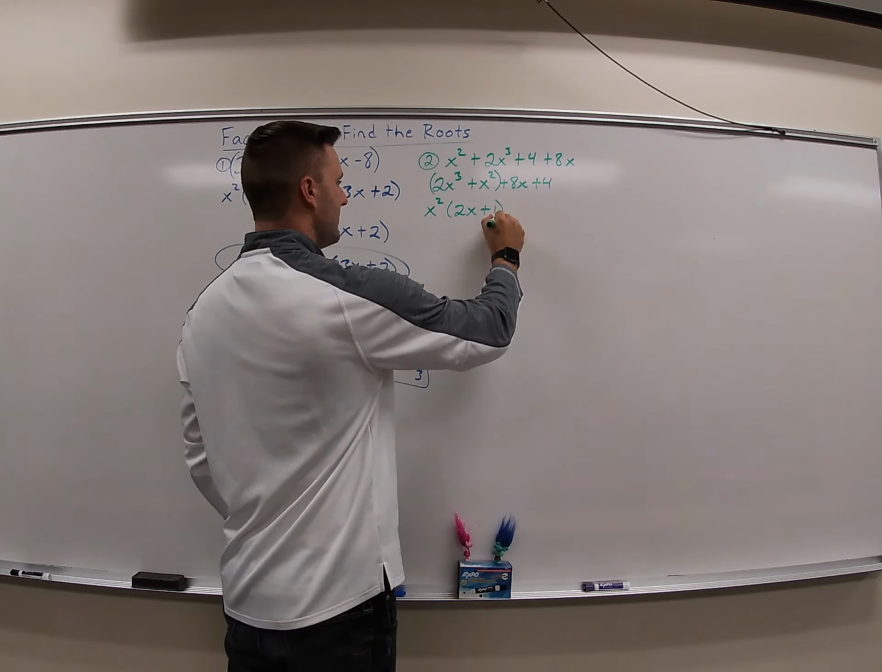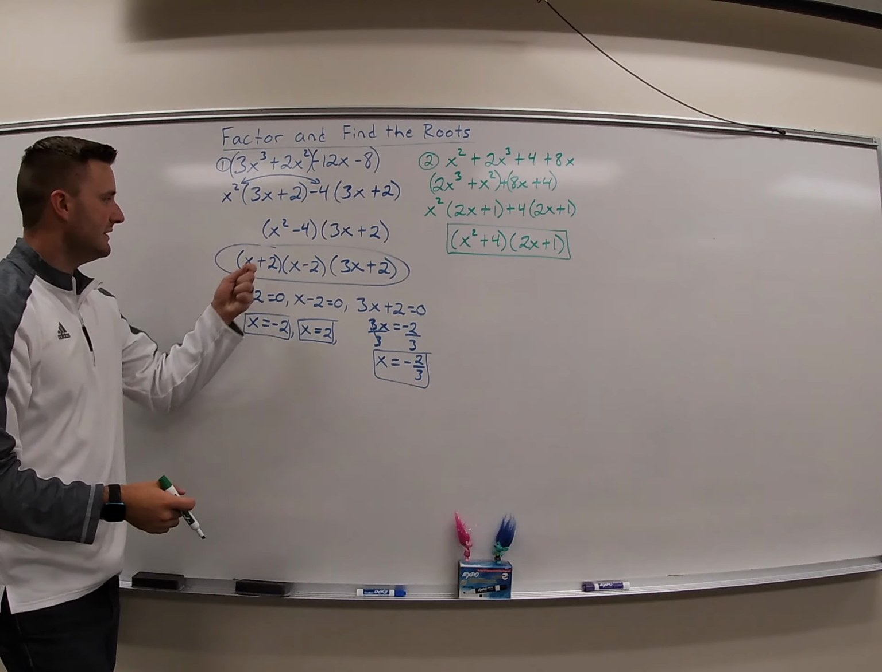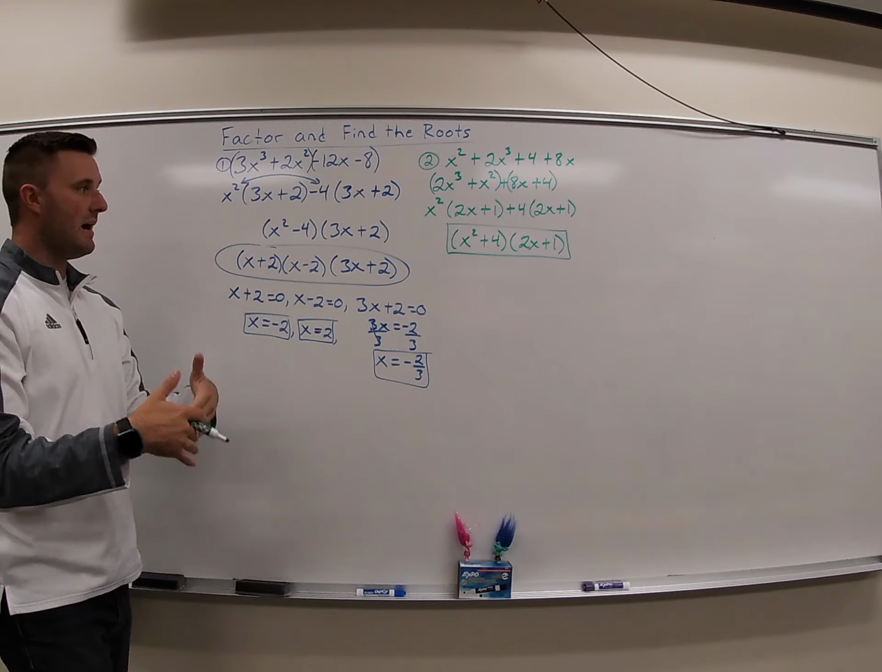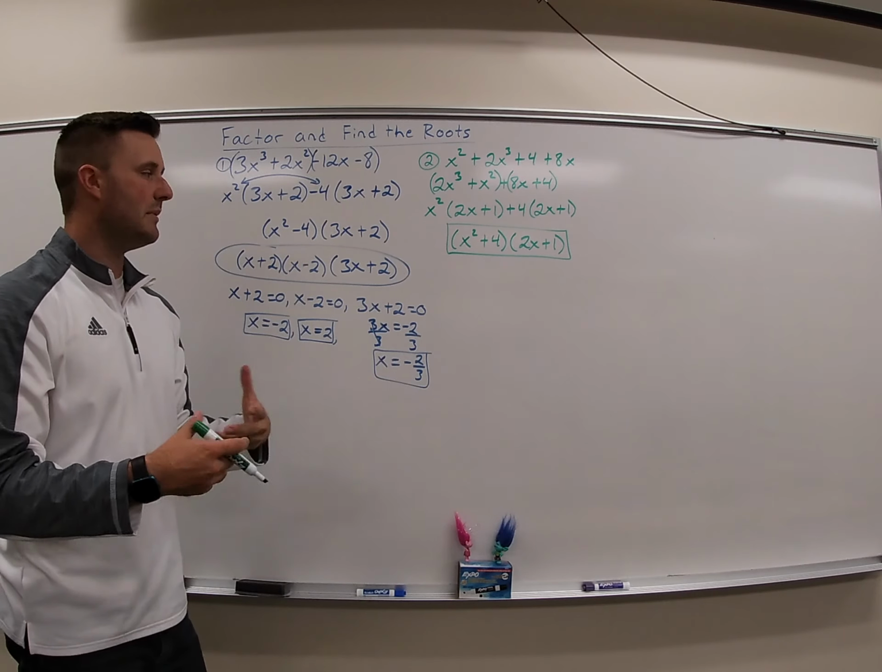Now, this is the correct answer, and some of you might be thinking, hold on, no, that's a difference of 2 squares. Remember, a difference of 2 squares is separated by a minus sign, but this is a sum of 2 squares, and you cannot factor that without getting imaginary numbers.